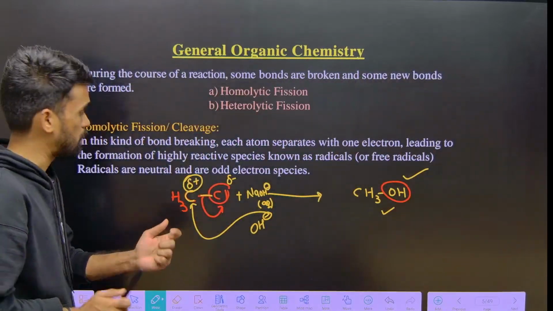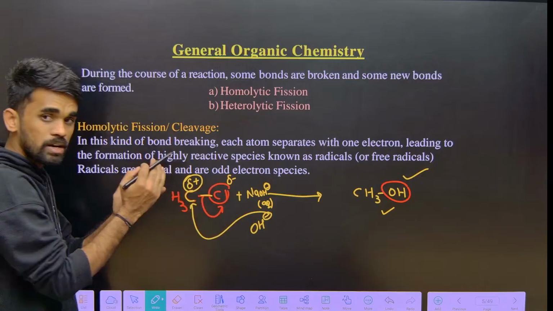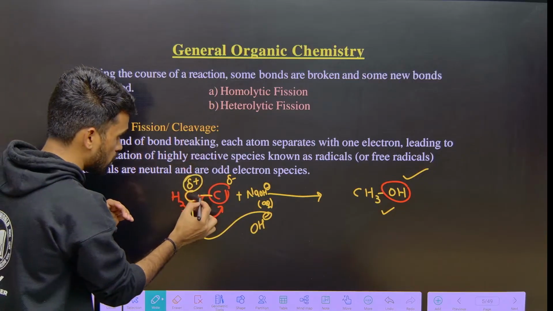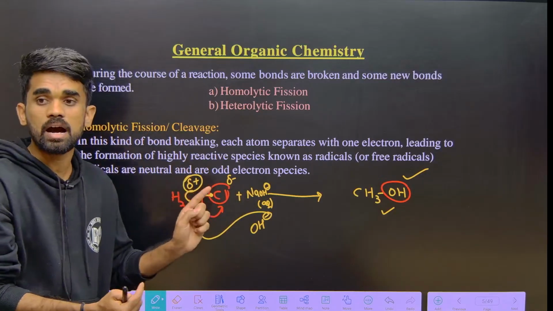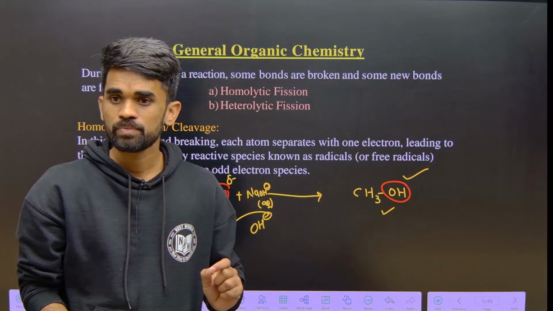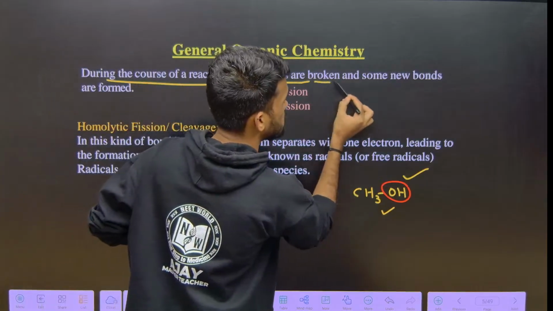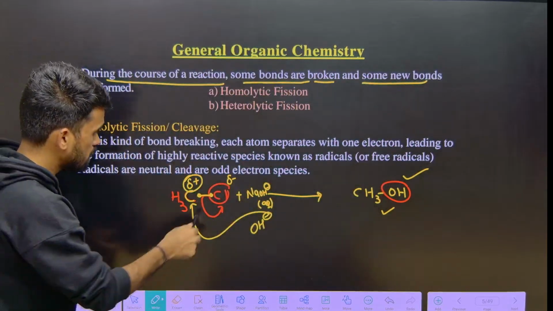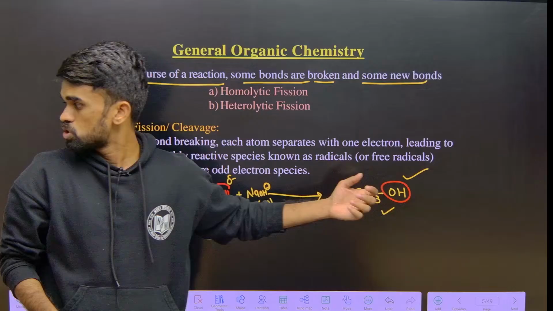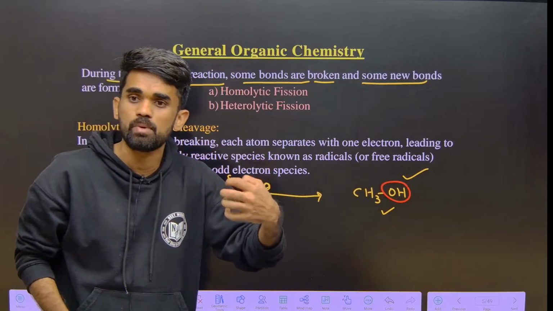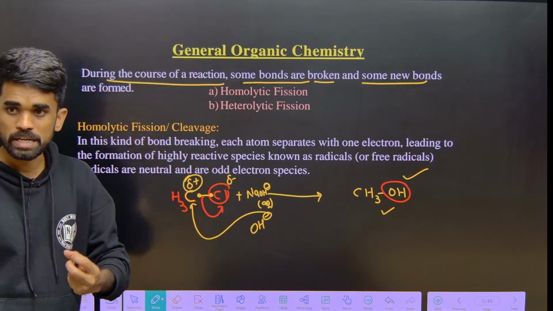In this case, if you observe, the carbon chlorine bond is breaking towards one side. The pair of electrons in the bond moves towards one atom. This kind of breakage is called heterolytic cleavage. During the course of reaction, some bonds are broken and some new bonds are formed. The carbon chlorine bond is broken and the carbon oxygen bond is formed. Bond breaking is of two types.